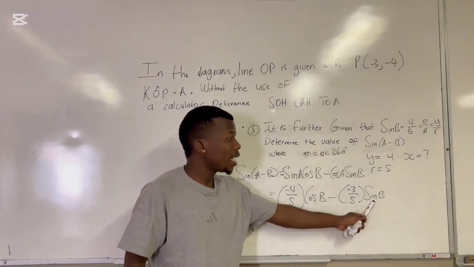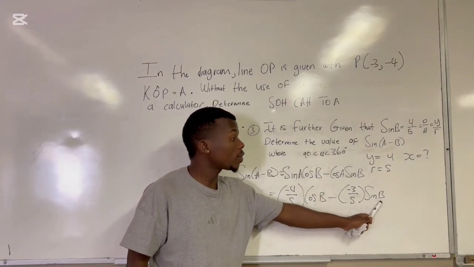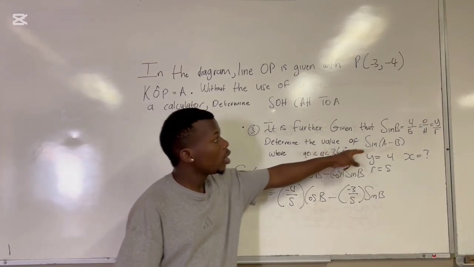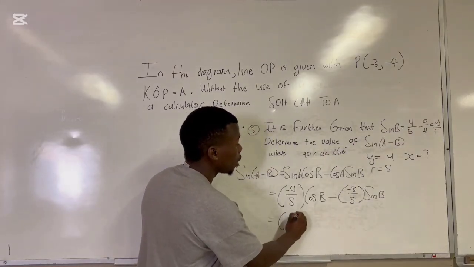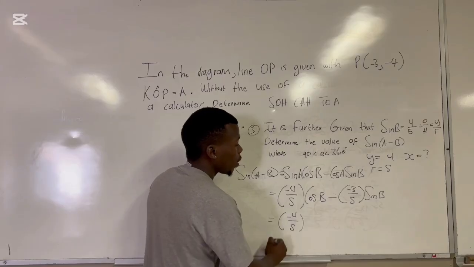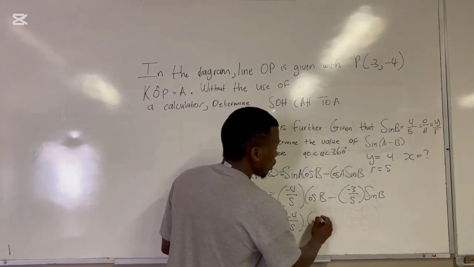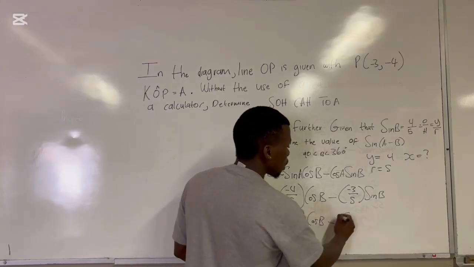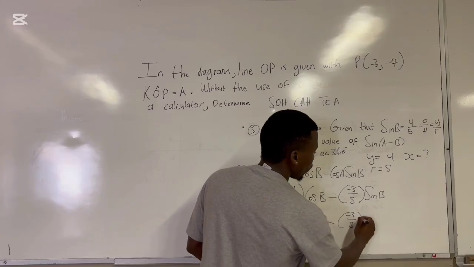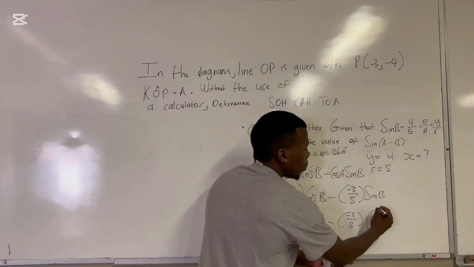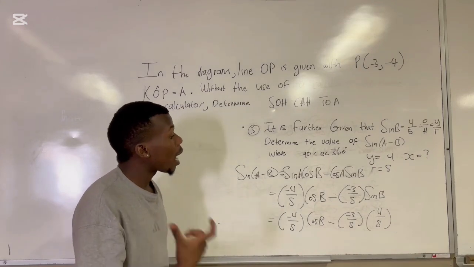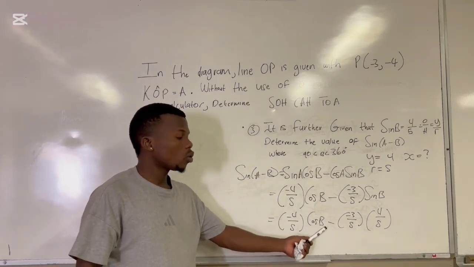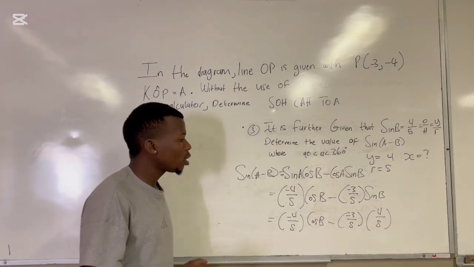Now let's carry on. Remember, we already have the value of sine of B. The value of sine of B was given in the statement, of which it was 4 over 5. In other words, here I'm going to have -4 over 5 multiplied by cos of B minus -3 over 5 multiplied by 4 over 5. In other words, what I'm left with now is to calculate the value of cos of B.